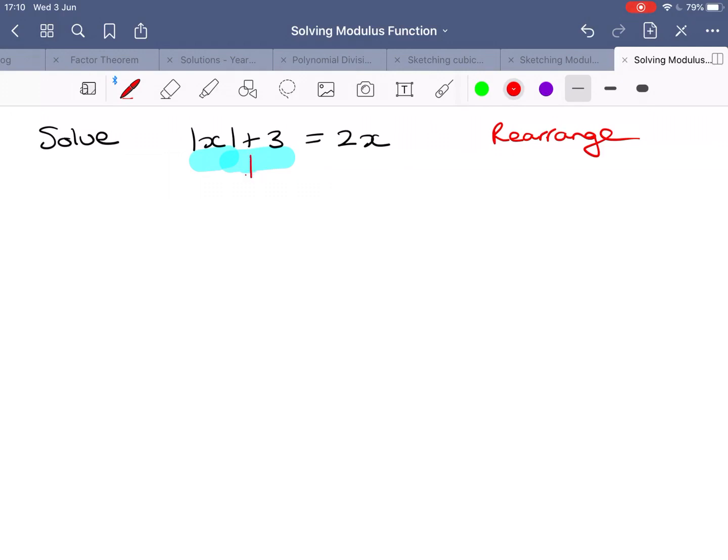And how would you do that? Well, it's quite simple. You just take away 3 from both sides and suddenly you get modulus of x equals 2x minus 3. And now you can solve it, just like we did before.